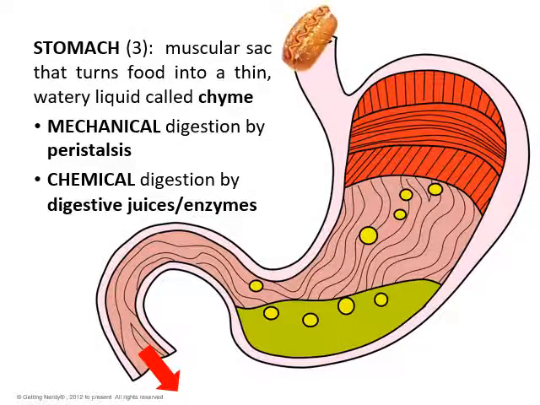Once the bolus leaves the esophagus, it then goes into the stomach. The stomach is a muscular sac that turns food into a thin, watery liquid called chyme. Remember earlier we talked about the two types of digestion. Mechanical digestion is happening through peristalsis, and chemical digestion is happening by the digestive juices and enzymes that are created in the stomach.